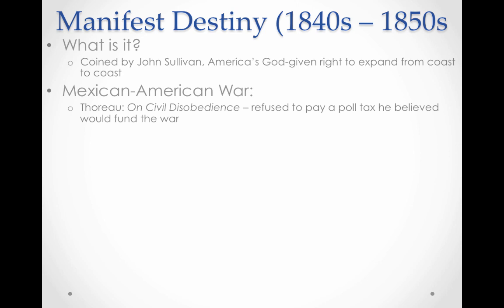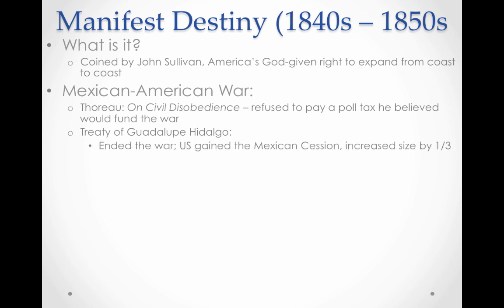Lawrence, who is this going to inspire later in life? Eventually, Mahatma Gandhi, and then eventually Martin Luther King. That's right. The Treaty of Guadalupe Hidalgo ended the Mexican-American War, and the U.S. gained the Mexican Cession, and they increased the amount of land by 1/3. So Manifest Destiny is virtually complete.